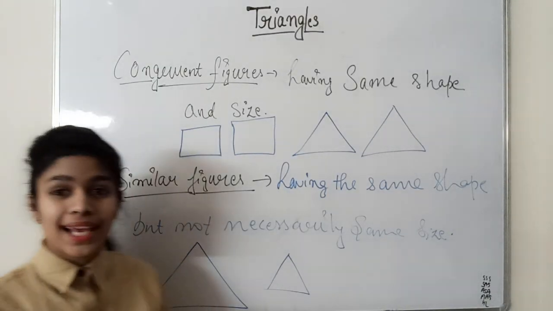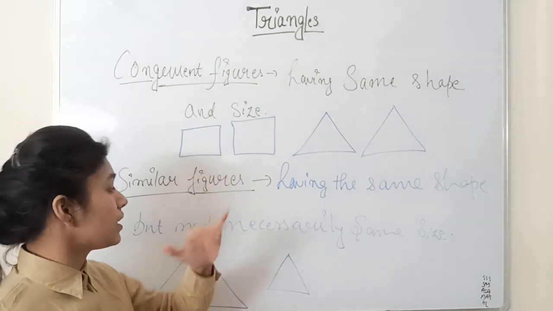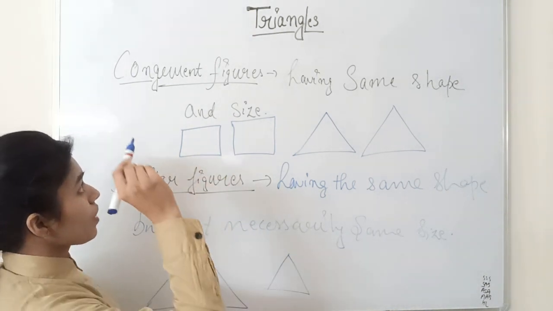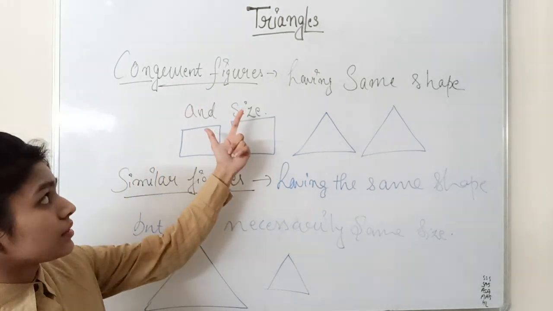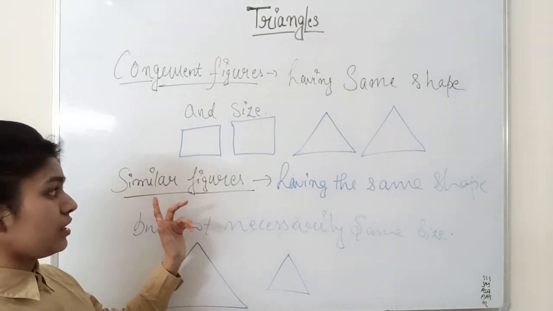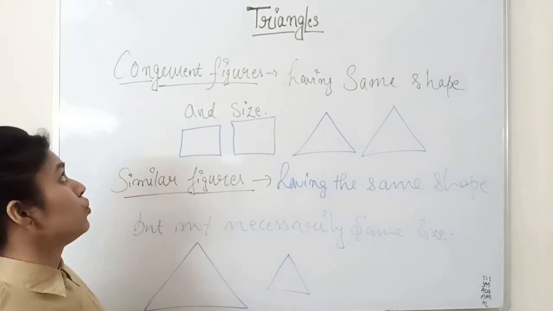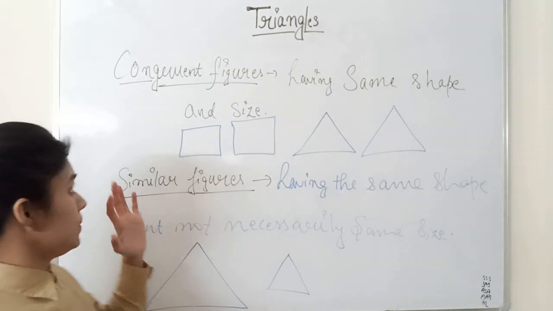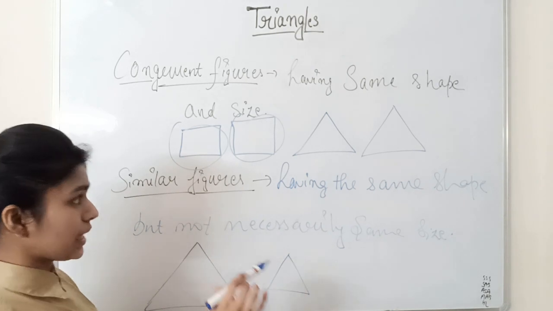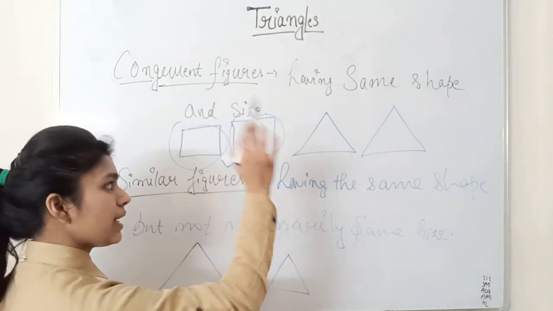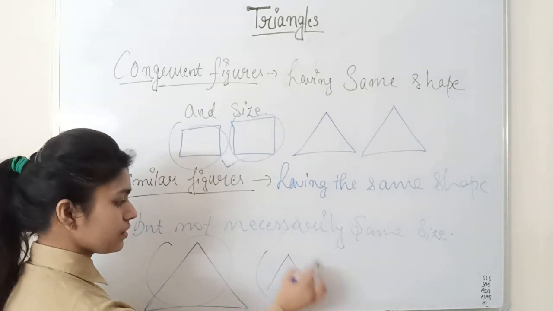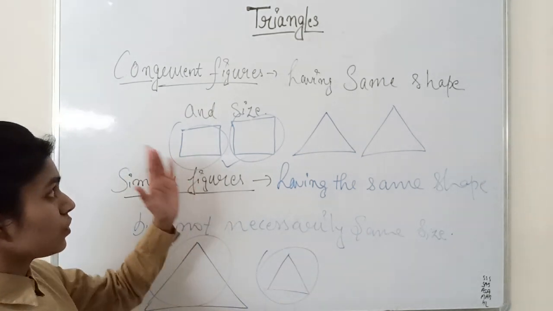Okay, students, I hope the basic concept of congruent and similar are clear. One more thing, students, all congruent figures are similar figures, but similar figures need not be congruent. The meaning is all these congruent figures can also be said to be similar figures. Okay, but these similar figures are not to be said congruent figures.